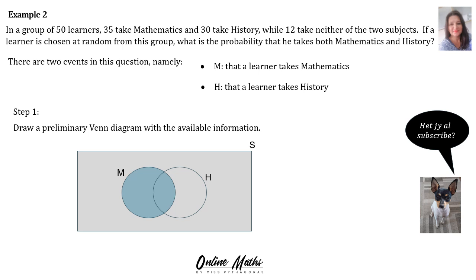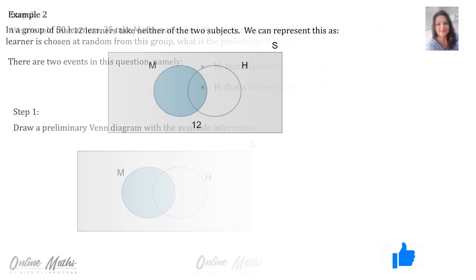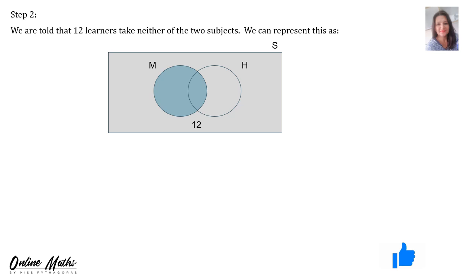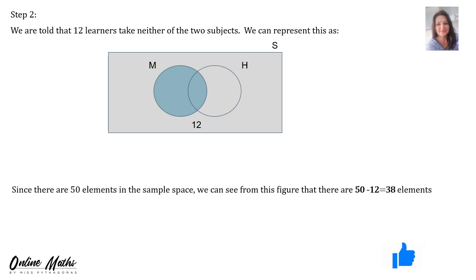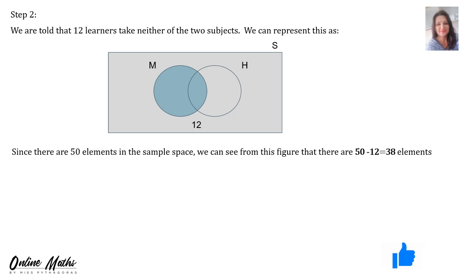So you make two circles with an intersection, and in the one you add an M and in the other one you add an H. Step 2. We are told that 12 learners take neither of the two subjects. We can represent this as the 12 that's outside of the two circles. Since there are 50 elements in the sample space, we can see from this figure that there are 50 minus 12, which is equal to 38 elements in M or H. That means it's the union of the two.